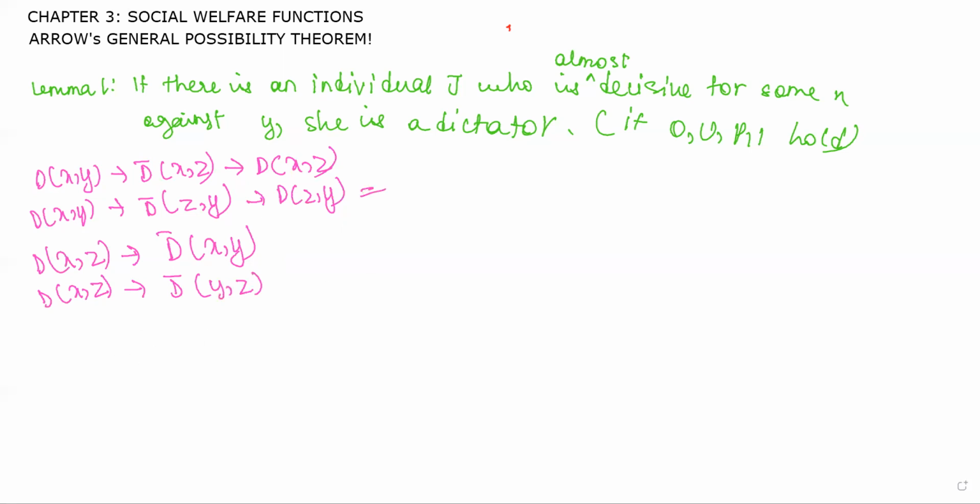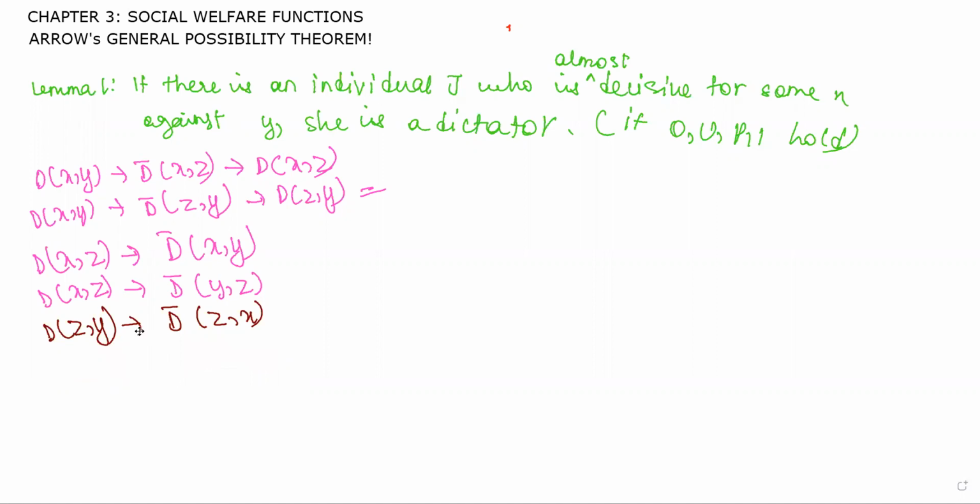Same proof we could have done, right, for Z. Similarly, decisive for Z against Y implies full decisiveness for Z against X. Again, decisiveness for Z against Y implies full decisiveness for X against Y, which we have already shown, so we don't need it. So note what we are trying to do here. Let me tell you what we are trying to do.